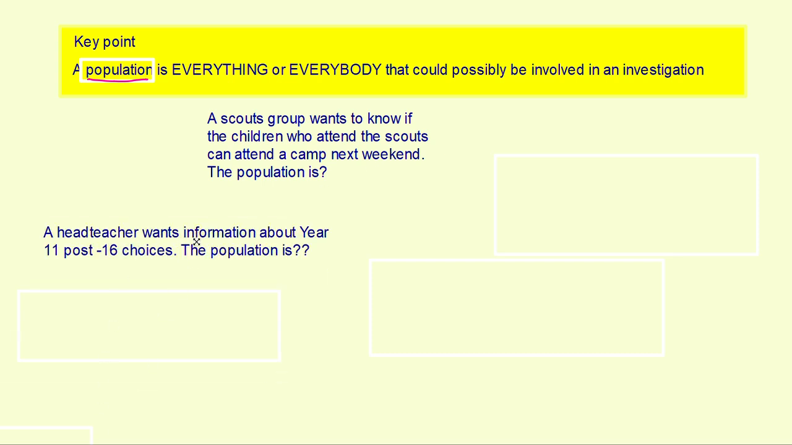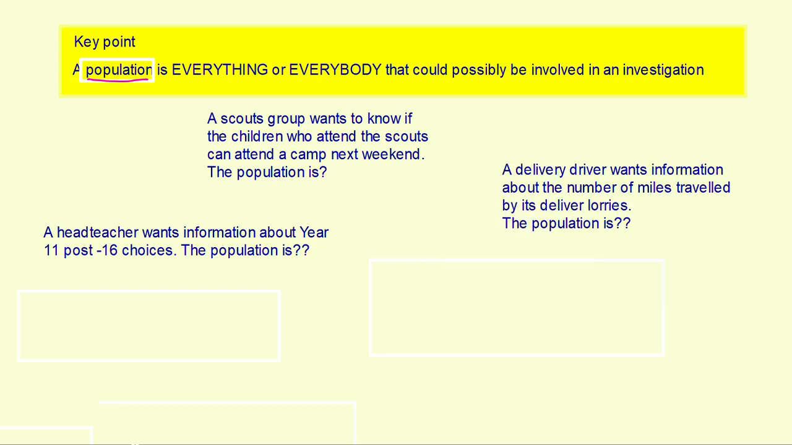A head teacher wants information about year 11 post-16 choices. The population is year 11, the students in year 11. A delivery driver wants information about the number of miles travelled by its delivery lorries. The population is the delivery lorries, okay? So it hasn't got to be a person, it could be a thing, something you're collecting the data from.